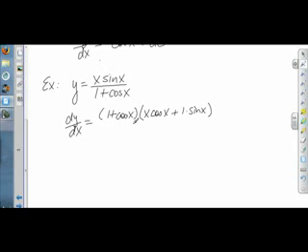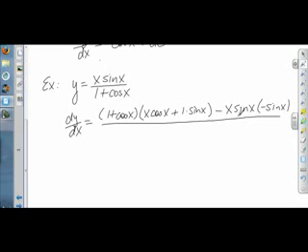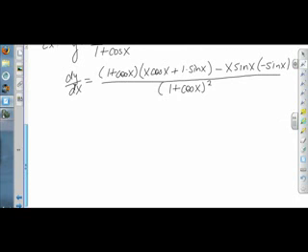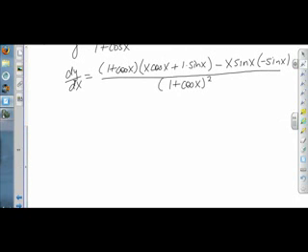Alright, so there's the bottom function times the derivative of the top minus the top function times the derivative of the bottom, all divided by the bottom function squared. At this point you have found the derivative function. It's just a matter of simplifying that algebraically.